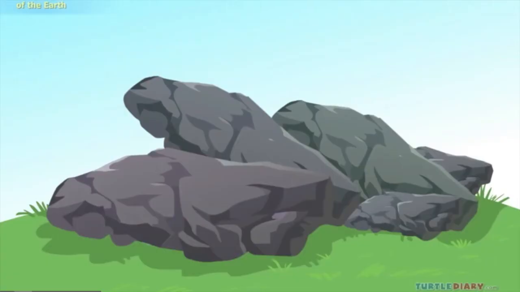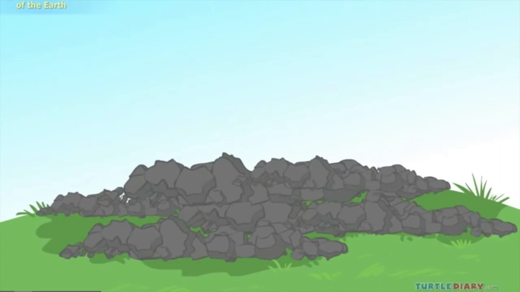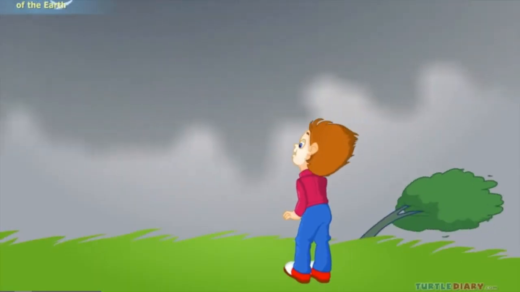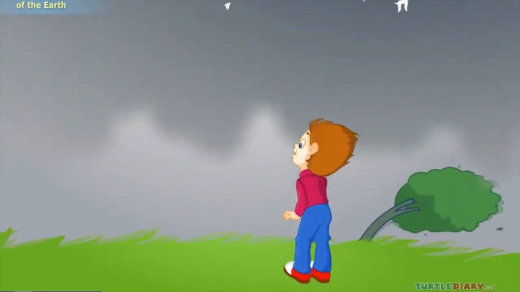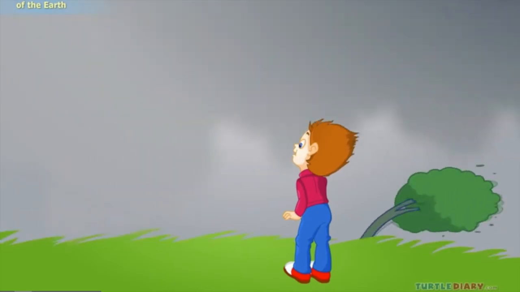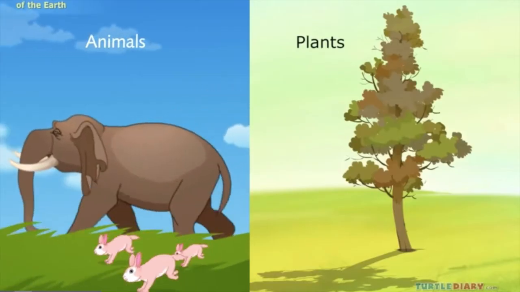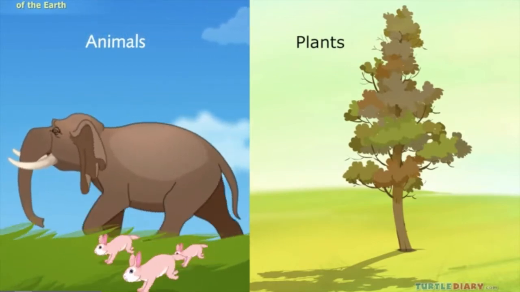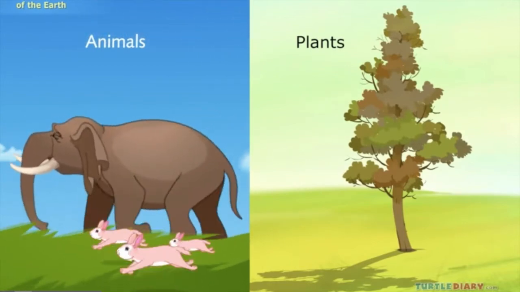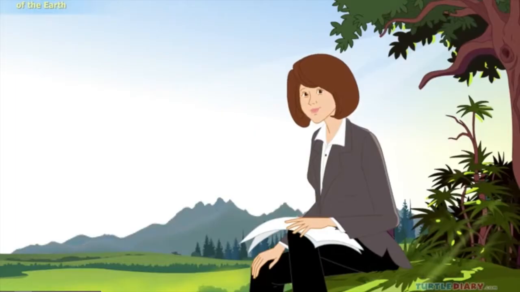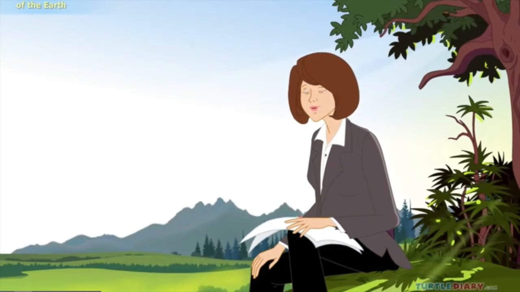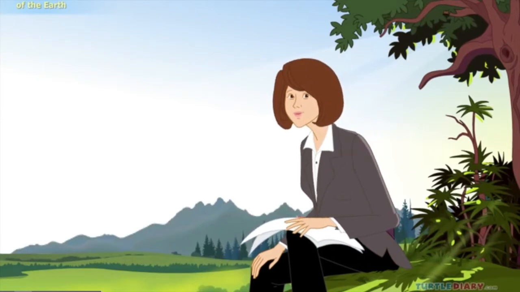Nature makes more rocks. Rocks break down and make more soil. More wind is also made by nature. Plants and animals also produce more of their own kind. All these resources are called renewable. So, renewable resources are those natural resources which are being replaced in nature over time.